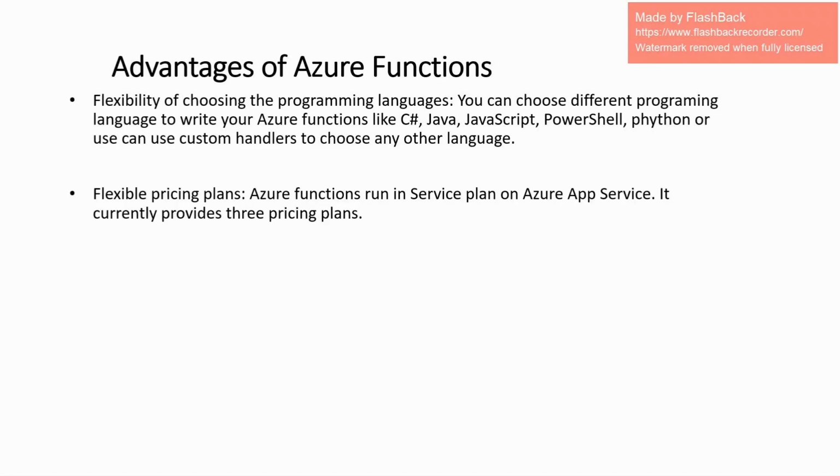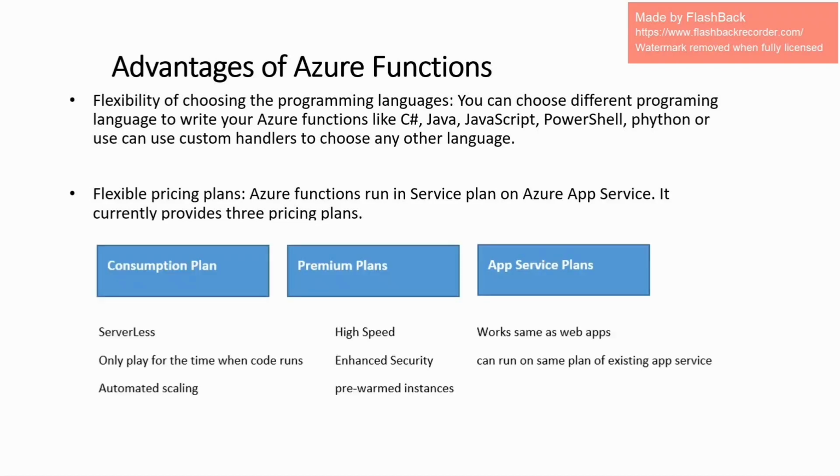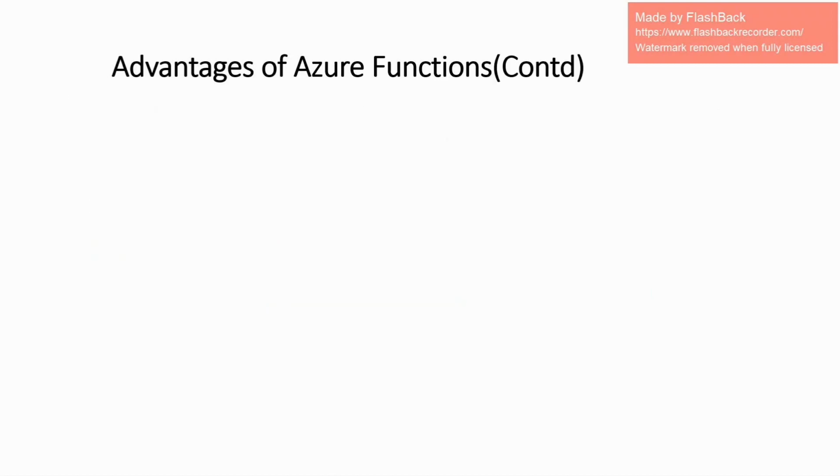They also offer flexible pricing plans. Azure Functions run in a service plan on Azure App Service. Currently it provides three pricing plans: the consumption plan, premium plan, or app service plan. The details of each and every plan are listed below.